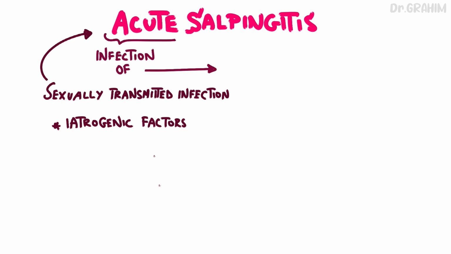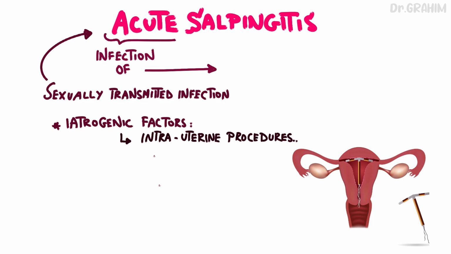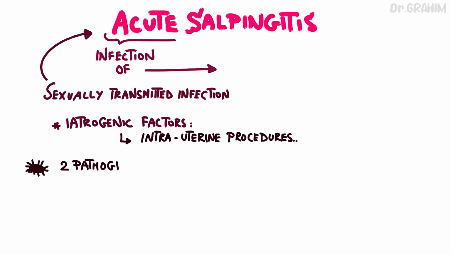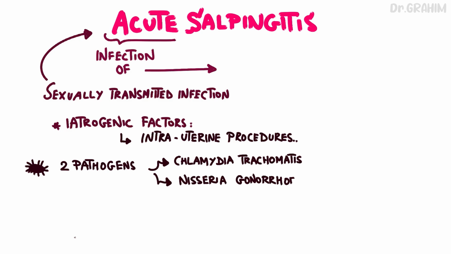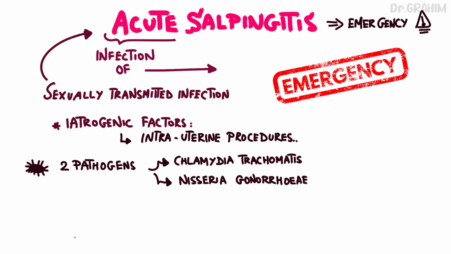Iatrogenic factors, like some intrauterine procedures, for example, the insertion of some intrauterine devices, can also be responsible. The two main pathogens responsible for this infection are Chlamydia trachomatis and Neisseria gonorrhoeae. Sometimes these bacteria can be associated with other pathogens, notably anaerobic germs. This is a medical emergency, both diagnostically and therapeutically.